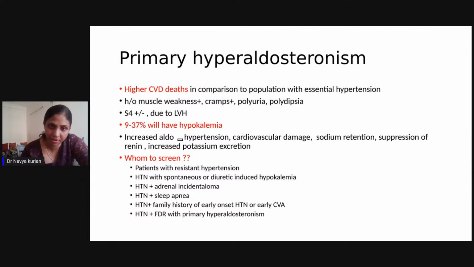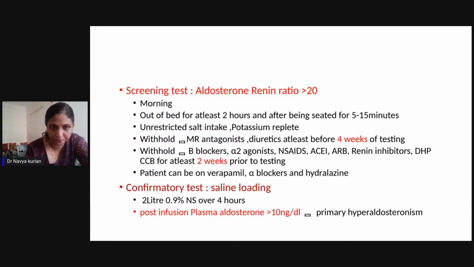Now, whom to screen for primary hyperaldosteronism? Patients with resistant hypertension, patients with hypertension and spontaneous or diuretic-induced hypokalemia, hypertension associated with adrenal incidentaloma or sleep apnea, or family history of early onset hypertension or early cerebrovascular accident, and patients with hypertension and first-degree relatives with primary hyperaldosteronism. The screening test, as described previously, is the aldosterone-renin ratio. If it's more than 20, it is suggestive of primary hyperaldosteronism. Morning samples are usually collected. The patient should be out of bed for at least 2 hours, and after being seated for 5 to 15 minutes, the sample has to be drawn. The patient should be on unrestricted salt intake and should be potassium replete.